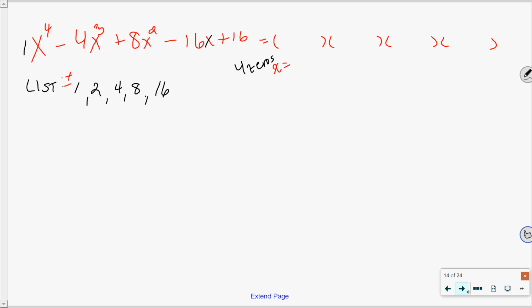Probably going to stay away from 16. Maybe stay away from 8. So I want you guys to find a 0. You guys choose the numbers, positive or negative, 1, 2, or 4. You guys decide what you want. Try different numbers with the people next to you.